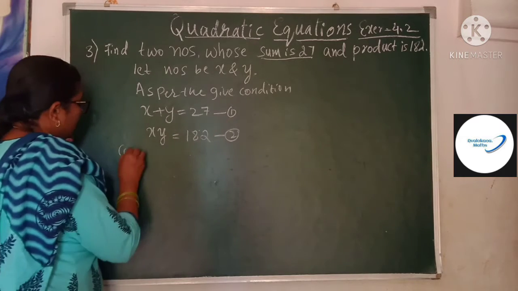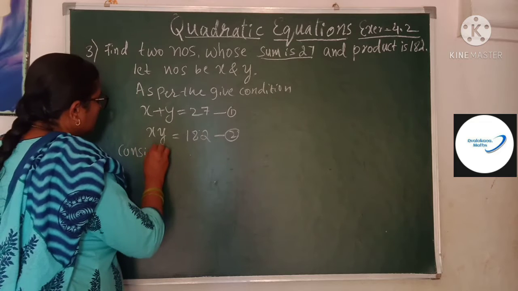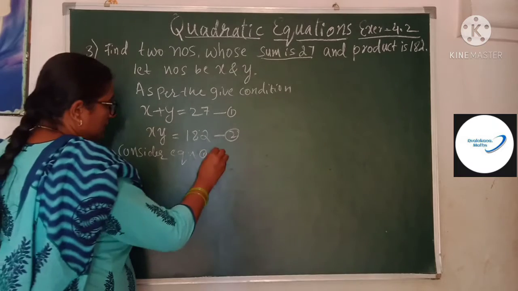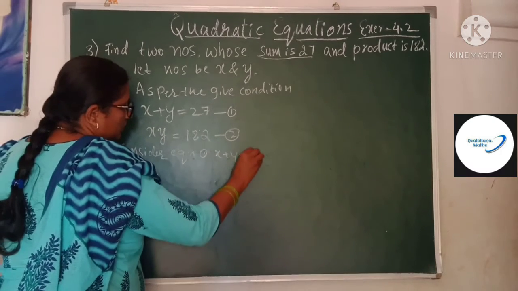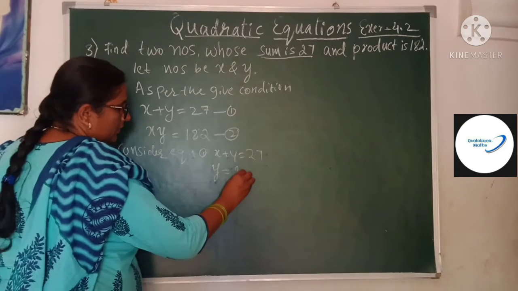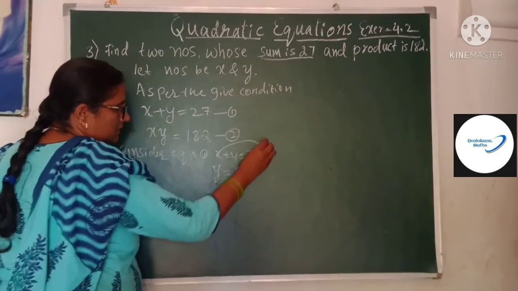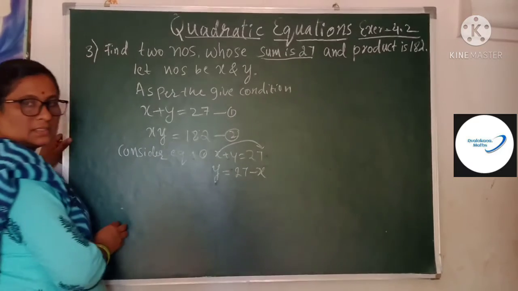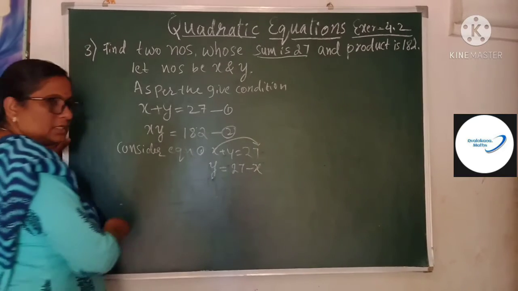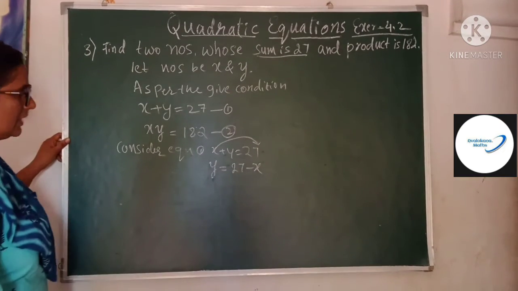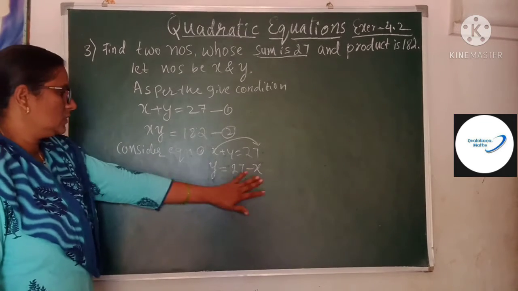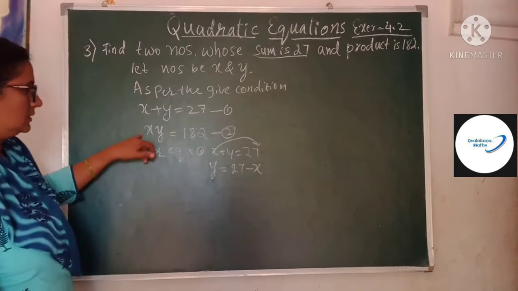So what I am doing here, I am taking the first equation. Consider equation 1, you can write your own statements. That is x plus y is equal to 27. I will write y is equal to 27, and transfer this x to this side, it becomes 27 minus x. You can call this equation 3. Sometimes you will get confused with one equation, two and all that, so just stop here and go for the second equation.